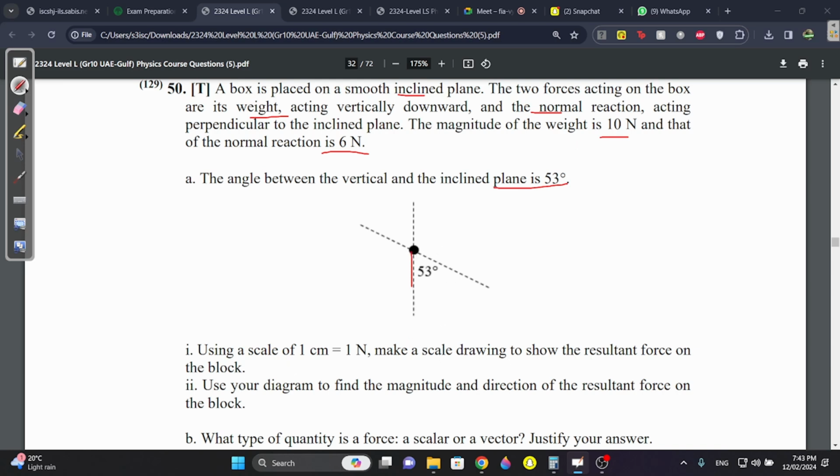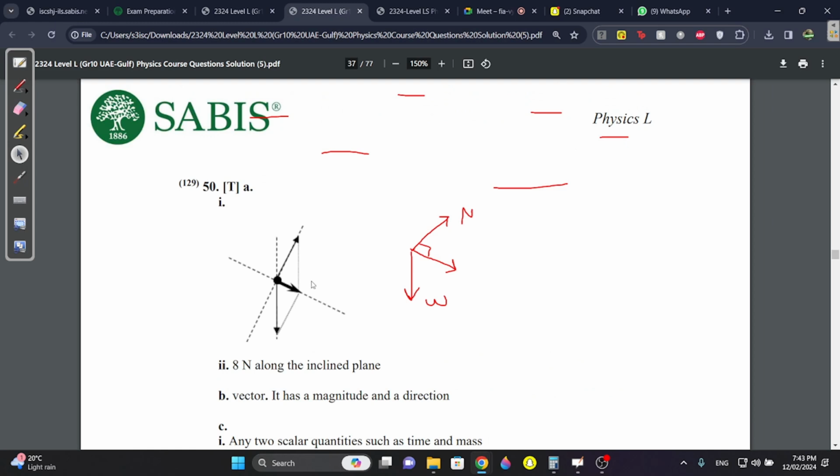All you have to do, draw an arrow down for the weight, draw an arrow like this, sorry, no, not like that, because you know it's always perpendicular, like this, or something like that, and put normal reaction, and draw an arrow like this, which is the resultant force. You don't have to label this one. That's it. That's literally all you have to do.